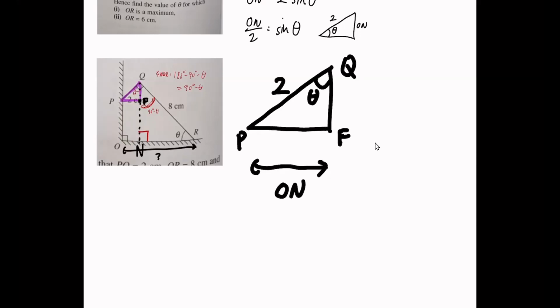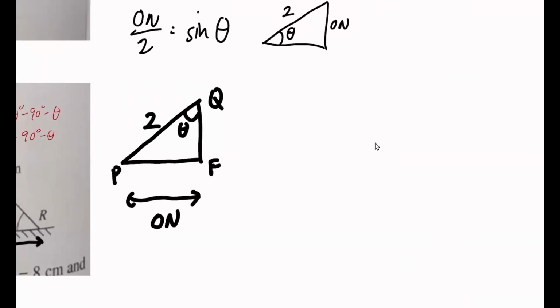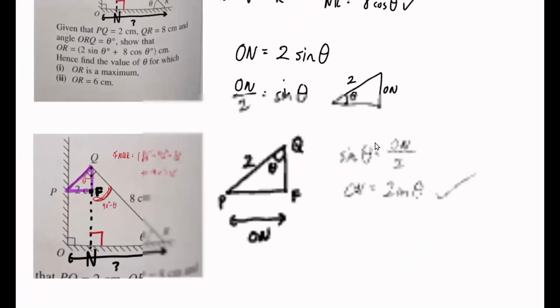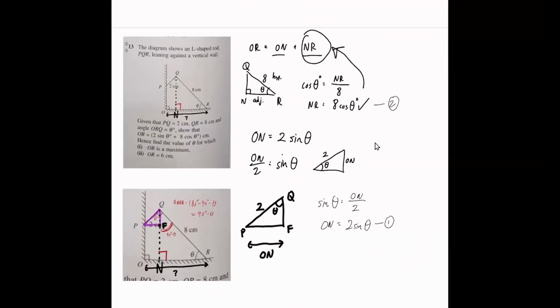So now we are done. We can always start off by looking at the diagram and get this right angled triangle, and then we conclude, I want ON, opposite hypotenuse. So I take sine theta equals ON over 2. So ON equals 2 sine theta. Okay? Good. Right, let's label this as 1, and then I'll label this as 2. Maybe I should label it 1 on top and 2 below.